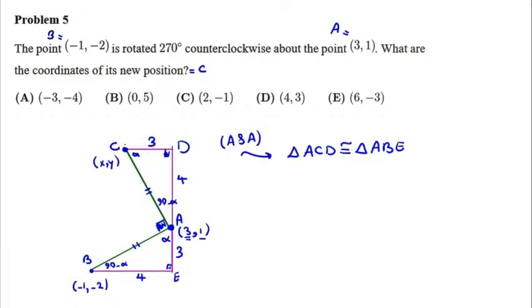Now, if I want to calculate this, it is (3, 1). If I want to go from (3, 1) to this point C, I should go 3 units to left, so X will be 0, and Y, I have 1, 4 units up. 1 plus 4, 5. So the answer is B.